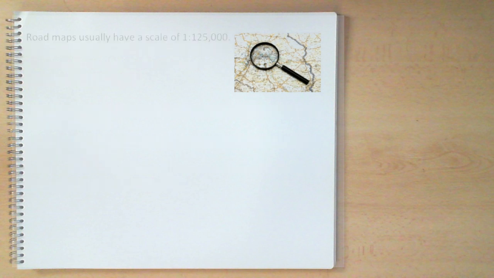Many road maps will have a scale of 1 to 125,000. This is because usually when you're looking at a road map, you're trying to work out how to get from town to town. You're not too concerned about the detail of how to do that. You're not very concerned about what the buildings look like along the way, or how many houses there are, or how many trees there are.